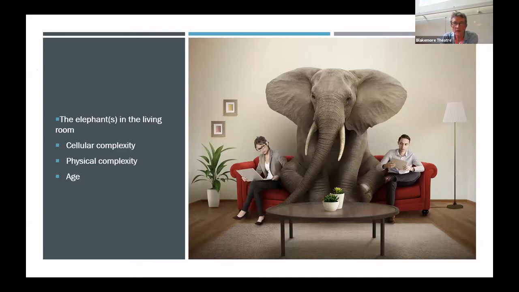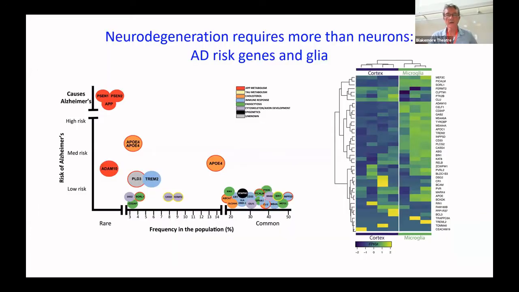So, the elephants in the living room. We're growing neurons only in a dish. That ain't how the brain is. We're growing them flat on a dish, 2D. That ain't how the brain is. And we have taken no account of age yet. So I just want to unwrap these three confounds.